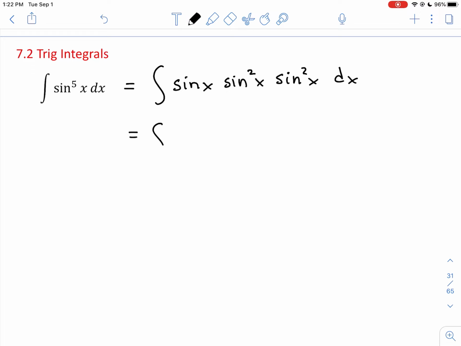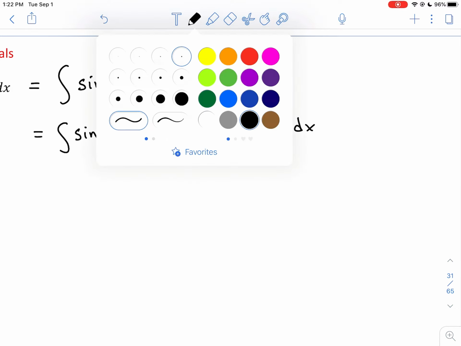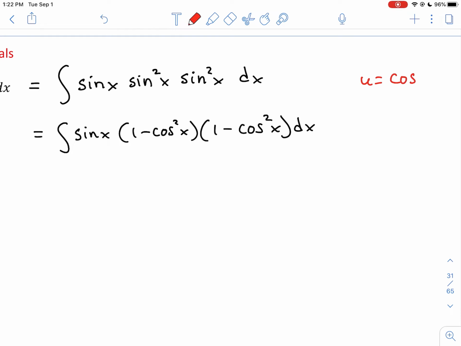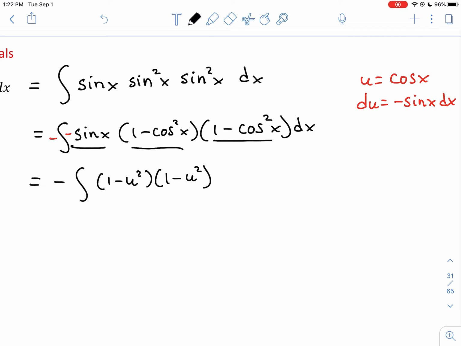So we wind up getting an integral of sine of x times 1 minus cosine squared of x and times another 1 minus cosine squared of x. And now we want to do the same substitution we did before. Let u be cosine of x. The derivative will be negative sine of x dx. Well, I have the dx and I have the sine, but I don't have the negative, so just put it there and counter it with a negative in front. And this integral now will look like the negative in front stays. This will be a 1 minus u squared, another 1 minus u squared, and then the negative sine x and the dx become the du.